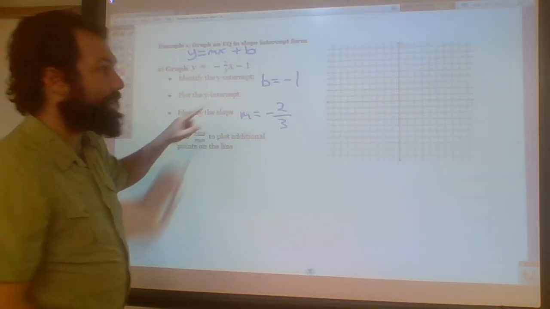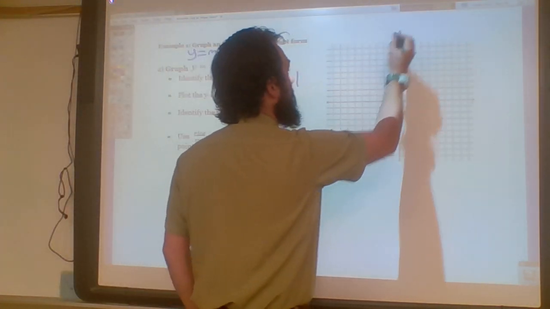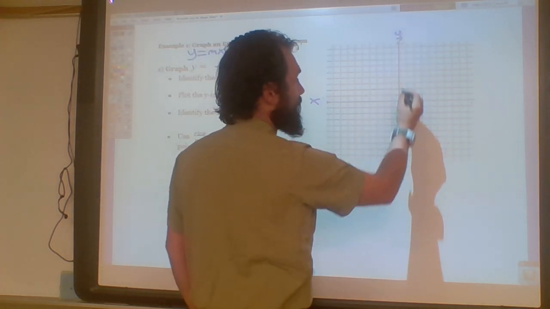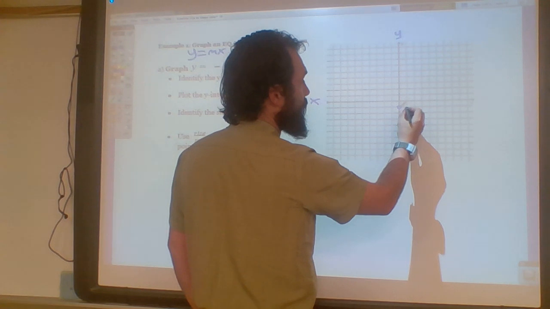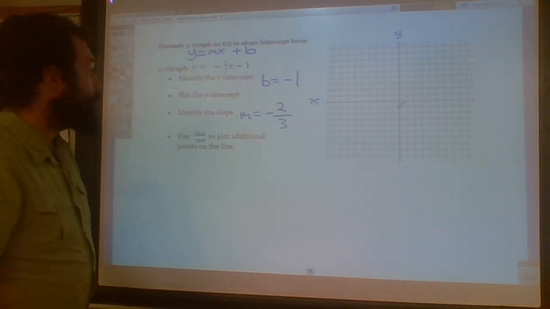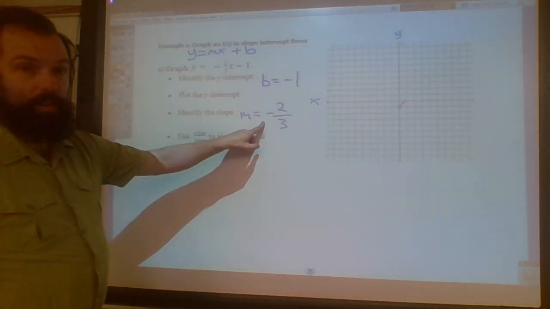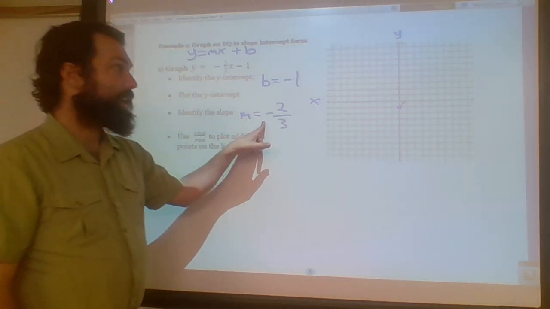We're going to plot the y-intercept. So I find my y-axis starting at the origin of 0, 0. I go down where y is -1. And now I'm going to use my slope to plot other points on this line.